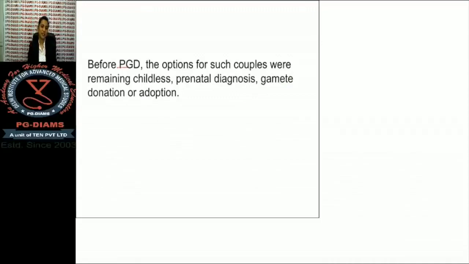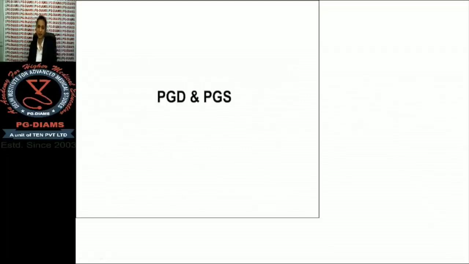So before PGD, the only options such couples with genetic abnormalities had were prenatal genetic diagnosis, or they could undergo oocyte or sperm donation and adoption. Now with this, you have the option of implanting the healthiest embryo, the embryo which does not have the genetic abnormality.